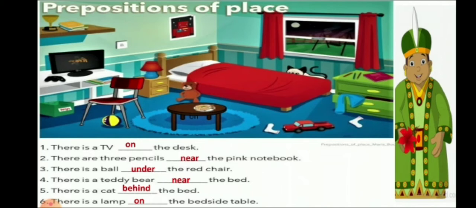There is a TV on the desk. There are 3 pencils near the pink notebook. There is a ball under the red chair. There is a teddy bear near the bed. There is a cat behind the bed. There is a lamp on the bedside table. So, these all are about prepositions of place.